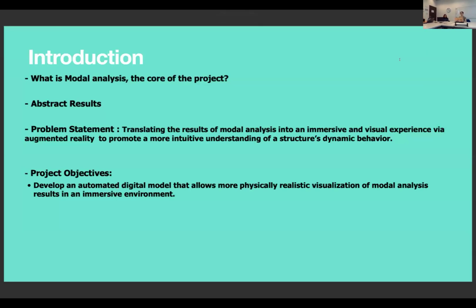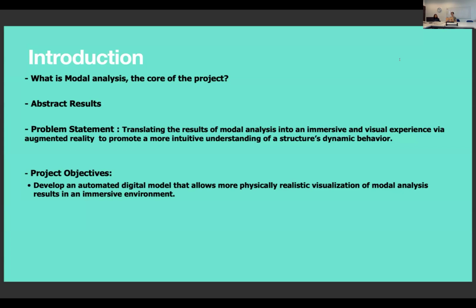So first, it's very basic, but before tackling the core of the project, it's necessary to understand what modal analysis is and what it consists of. It's a famous tool in structural engineering to solve the equation of motion by decomposing the system into different natural modes. And then we have the results of the displacements that were solved by modal analysis.